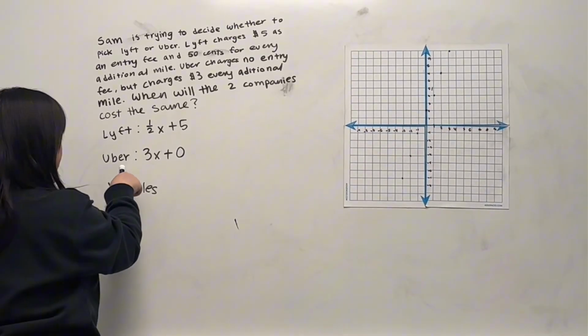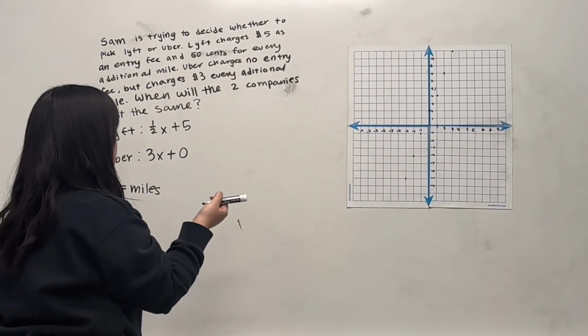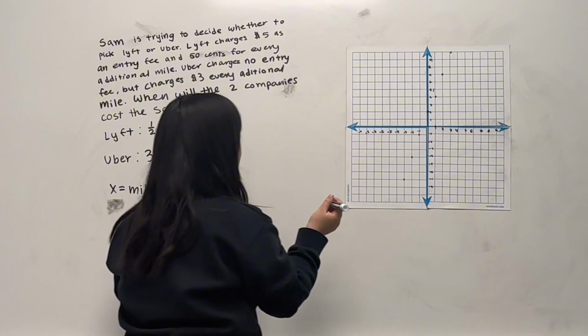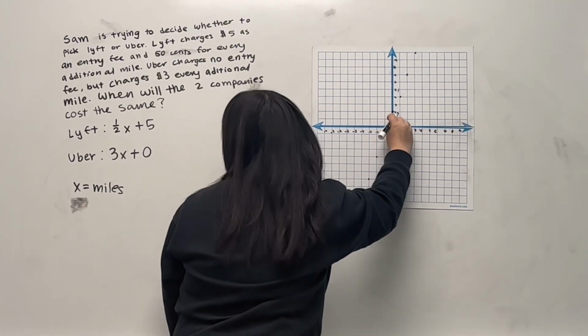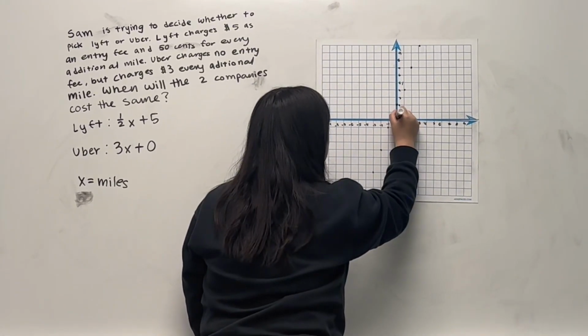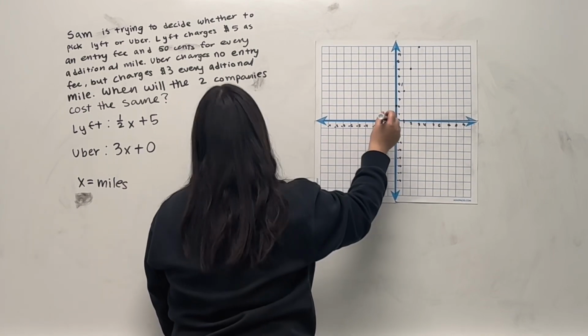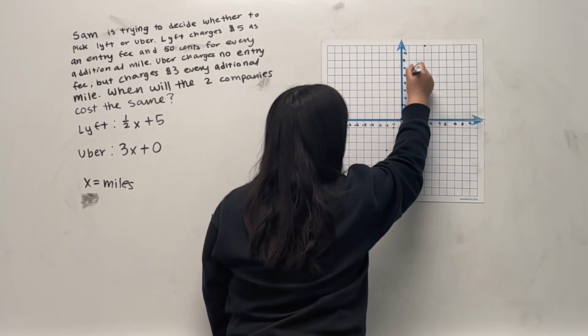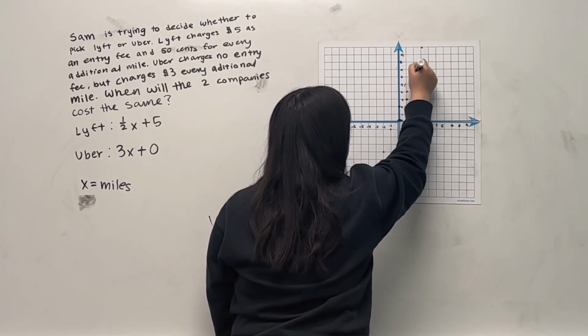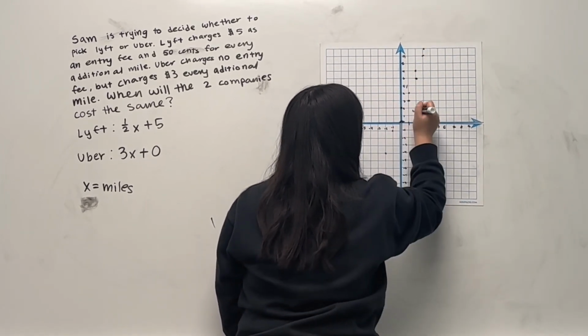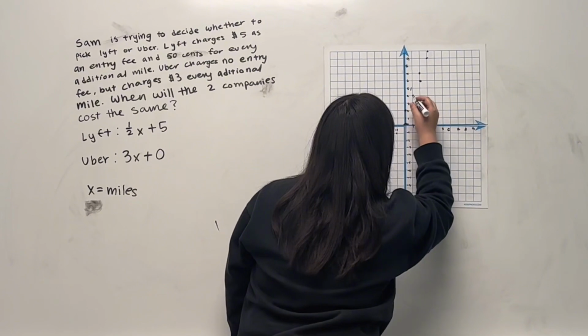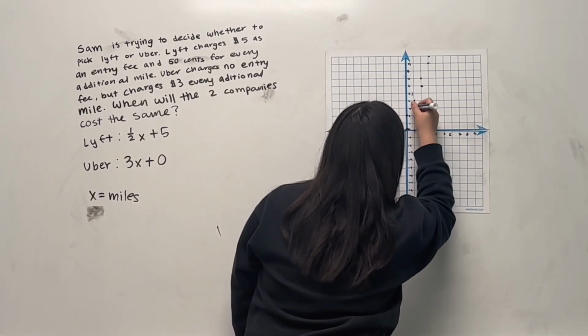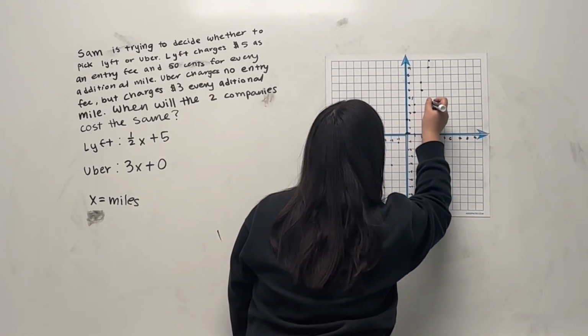I'll first graph the one for Uber because it's easier, so I'll just graph that first. It starts at 0, and then it goes up by 3, and then 1, 3, 1.